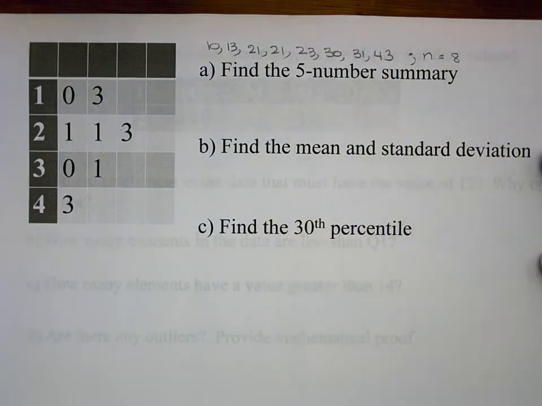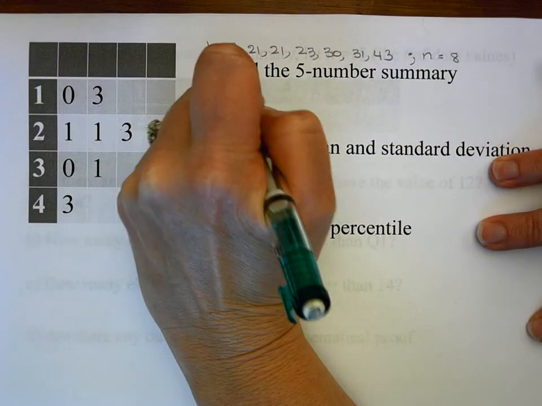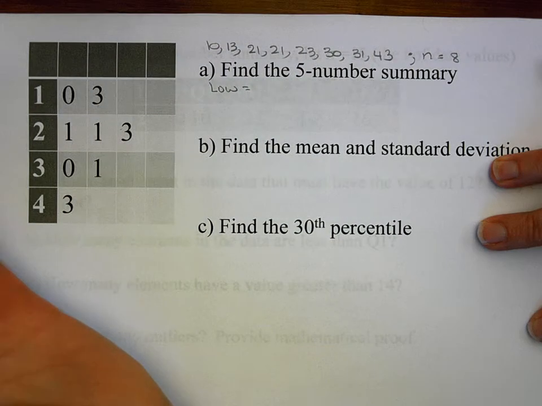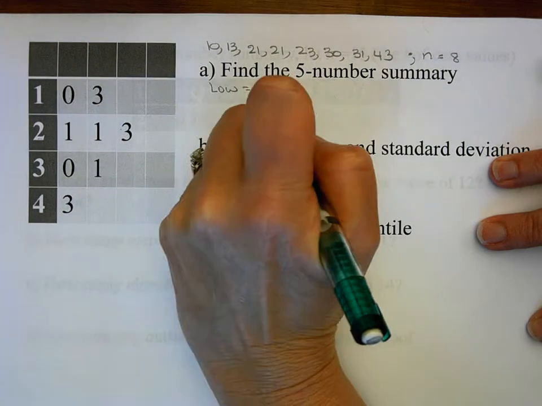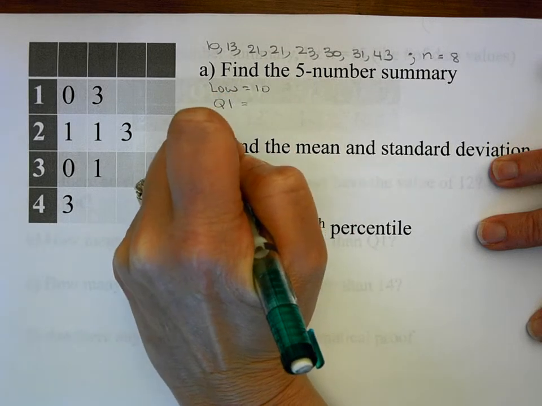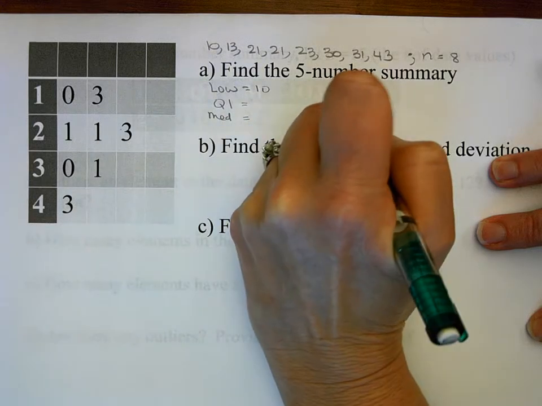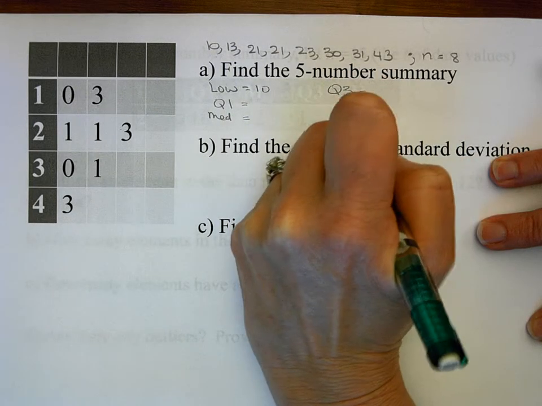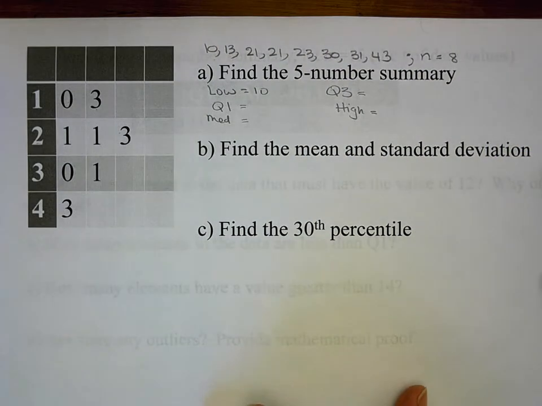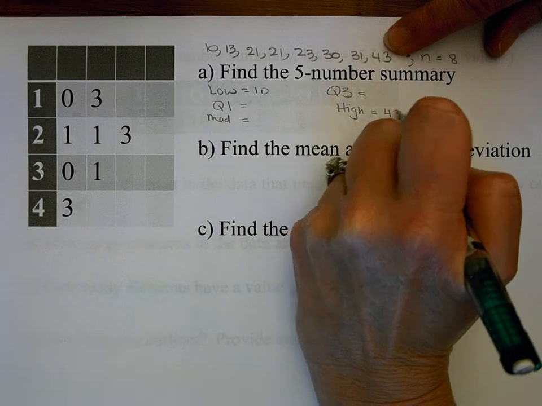So for my 5-number summary, I want to know what is my lowest value here, or my minimum. And that's just the smallest number actually on the list, right? So these are in order, so my smallest number is 10. I also want to know what's my Q1, my Q2, or my median, right? It means the same thing. My Q3, and my highest. And so my highest value, also easy, so my largest value is 43.